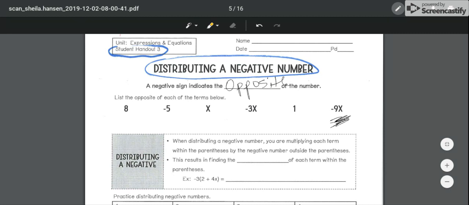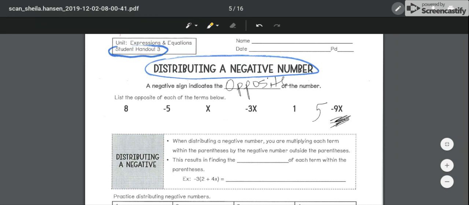of 9x. And if we had a number in front of it, like if we had a 5 here, we'd say 5 minus 9x. So it really just depends on where it is and how you're reading it. So let's just find the opposite of each term below for a reminder.